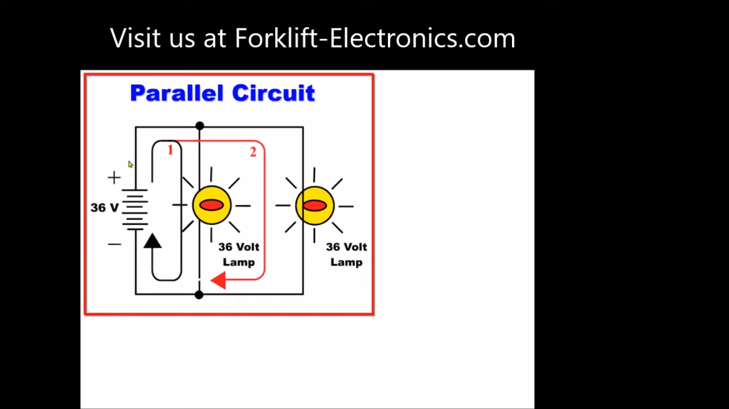So if we would break the circuit and we would measure the current here, we would measure 2 amps. If we'd break it here, we would measure an amp. Over here, we would measure an amp. Down here, we would measure an amp. Over here, we would measure the total of 2 amps flowing back through the battery and out.